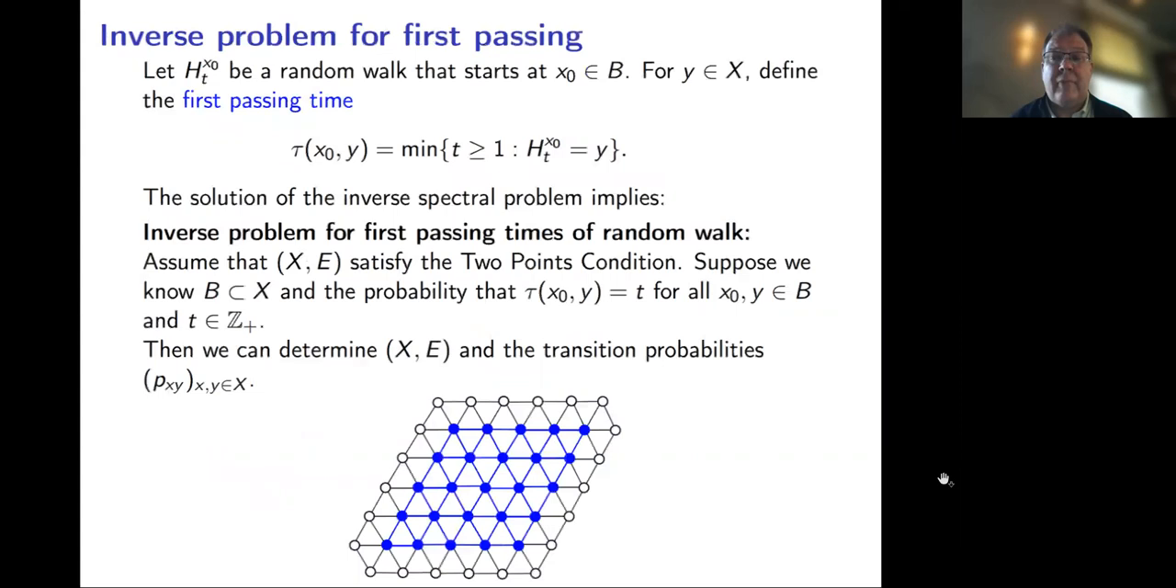Then one can consider two types of problems. The first is that we consider the first passing times. This is tau x0 y. This is the minimal time when a random walk sent from x0 reaches the point y. So we start, for instance, from one of these white nodes. We send a random walk, it goes around here, and at some time it arrives for the first time at node y. I emphasize that these are random variables, because the process is random, and there are no exceptions. So the first passing time is actually a random variable.